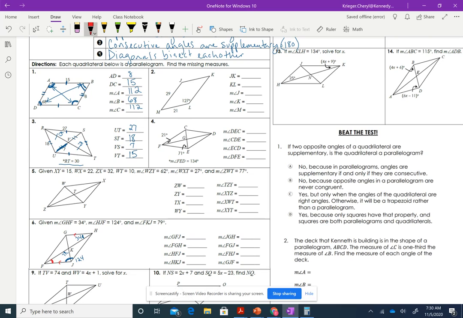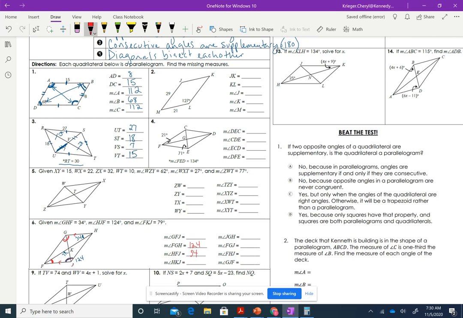GFJ. All right. How about FGH? FGH. Okay, that one is the same as this one, right? So that one is 124. That one was given. Okay, HFJ. We figured out was 34 because it's alternate interior to the GHF that was given.